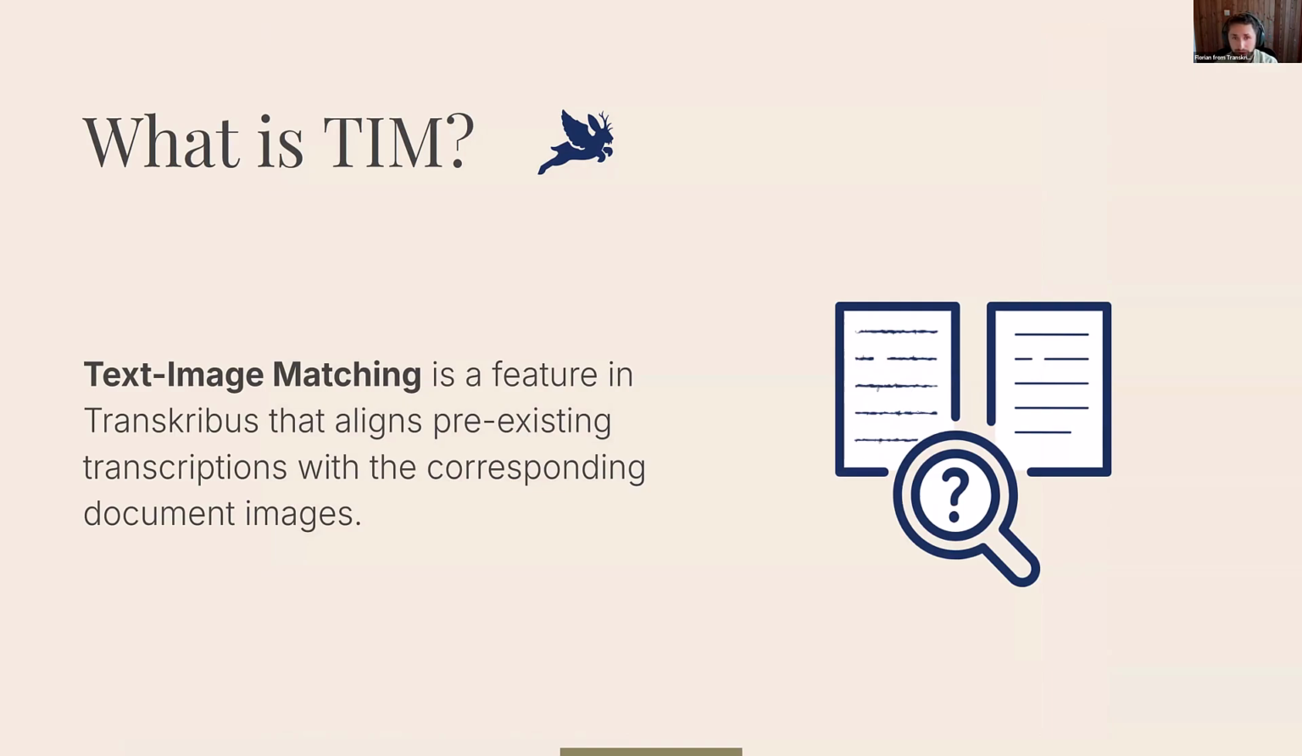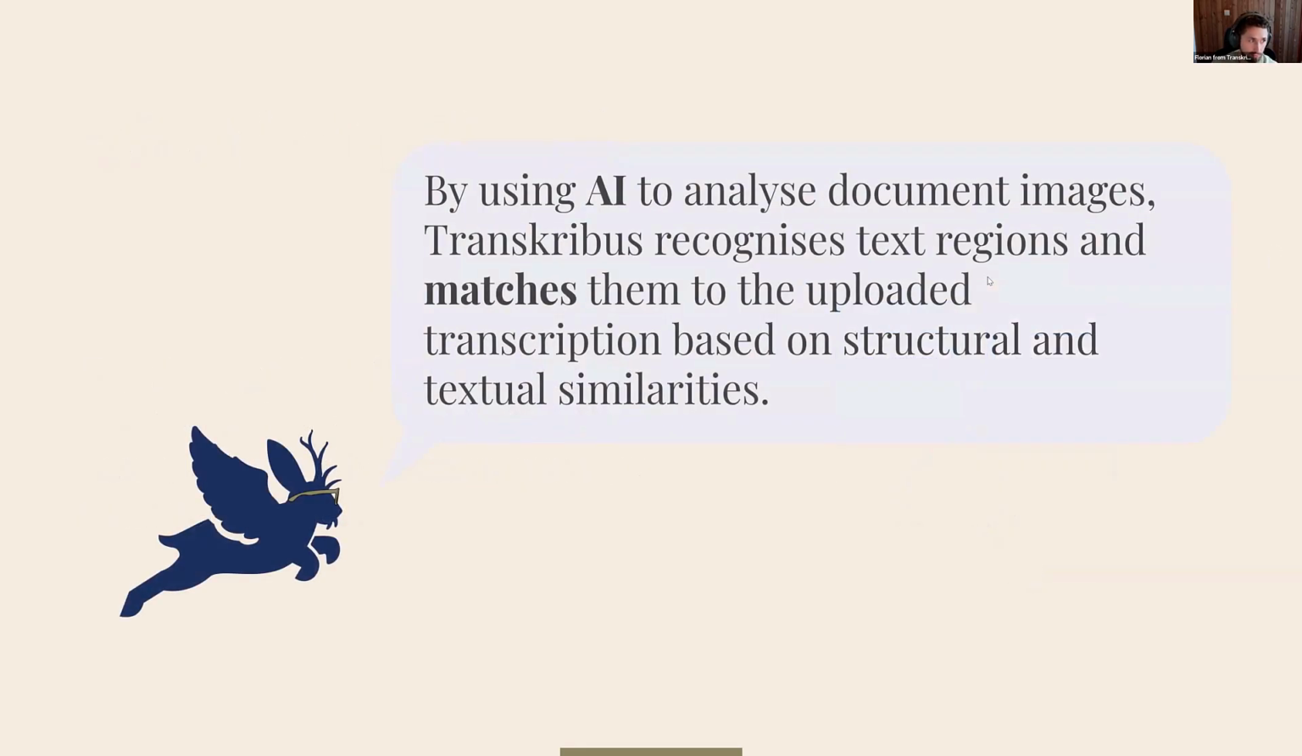First, a very quick definition. What does that feature do? Actually, it's a feature that aligns those pre-existing transcriptions that you have in text format or Word format with the corresponding document images. So that's the layout information, where the text is actually on the image, which is very valuable information if you want to further use that material.